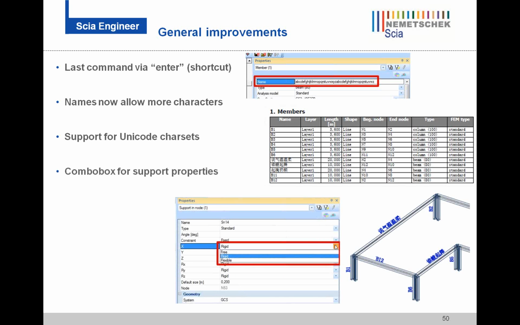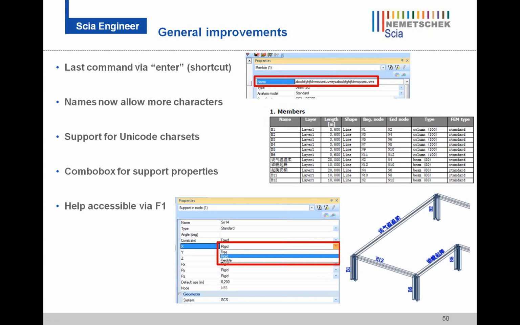Combo box for support properties. In the support, if you tick on a support and you go into the properties, there are combo boxes to change the type of support, which make it a little bit easier. The help is accessible via the F1 functionality, and that's more or less it as a general improvement.